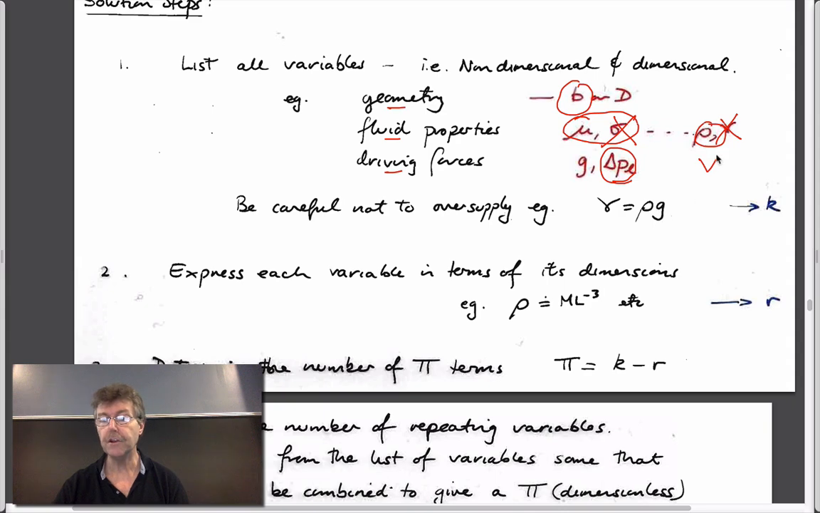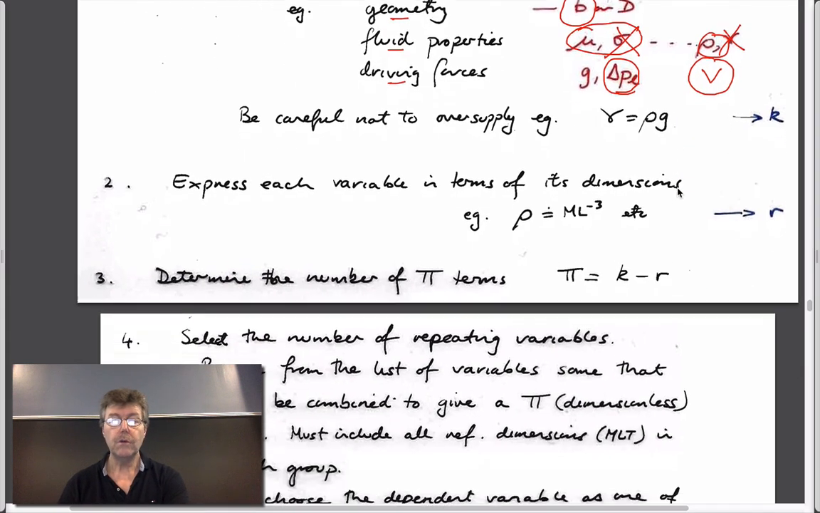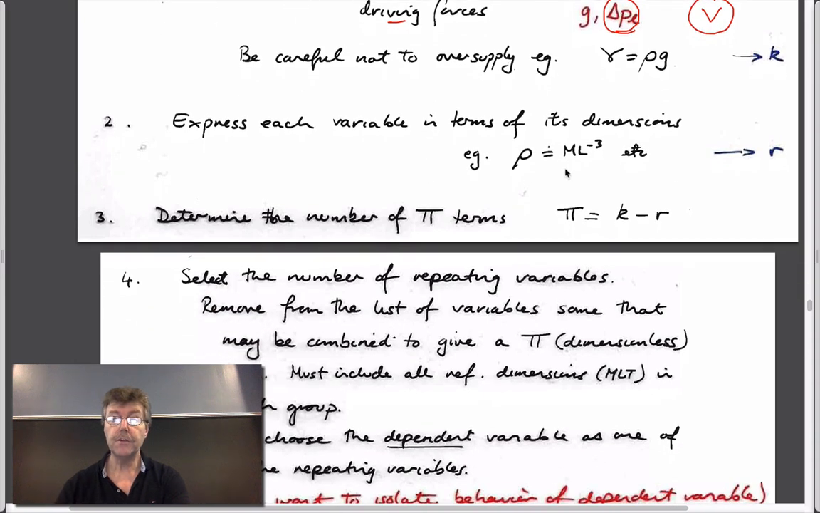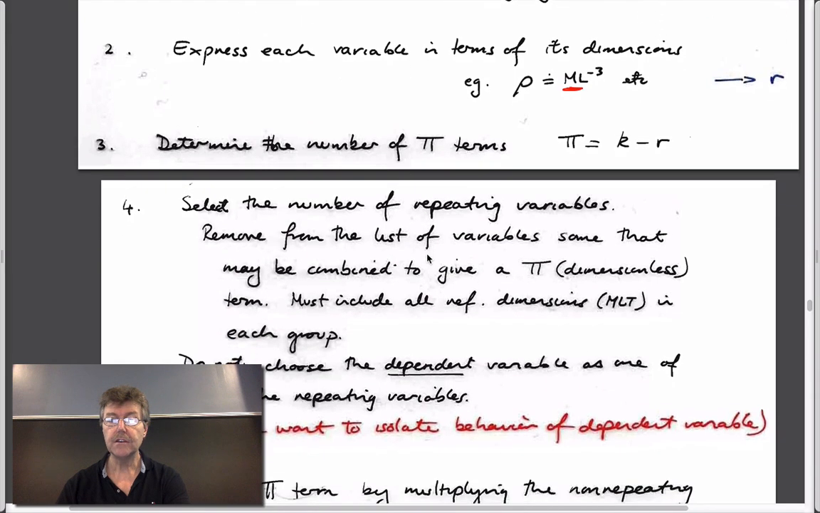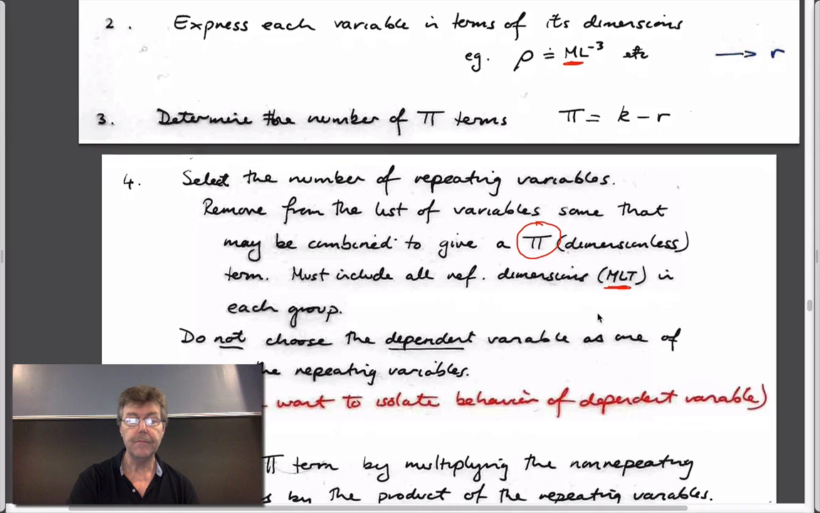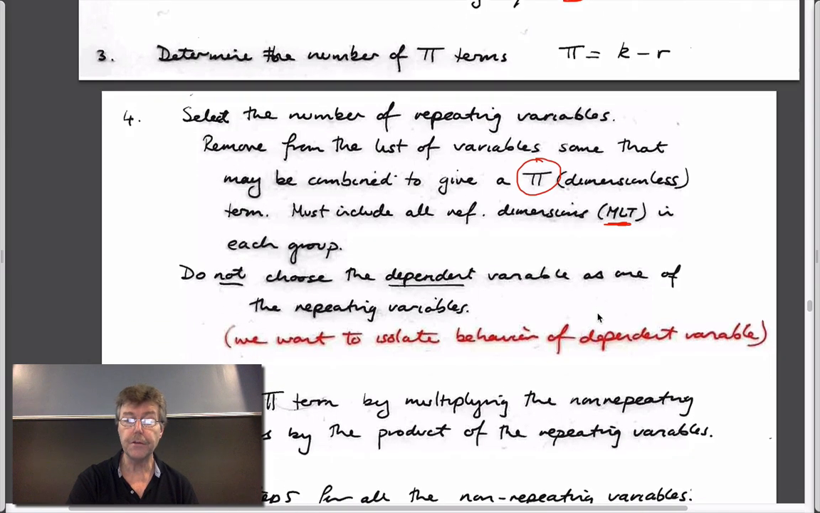Velocity would be our dependent variable, I guess, in this case. And so what we'd like to do is be able to express each of our variables in terms of its fundamental units. And then what we do is we select repeating variables. We remove them from the list of variables that can be combined to give a pi group. And the repeating variable is one that typically has all of mass, length, and time exhibited in it. And so we'd like to choose those as repeating variables.